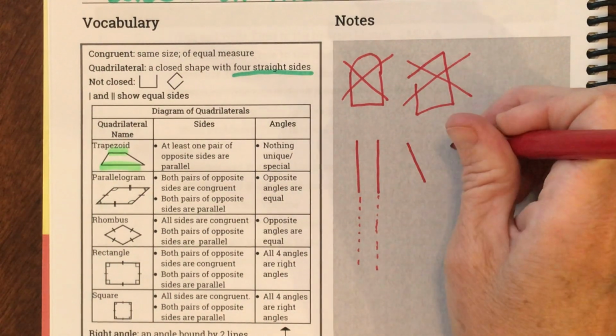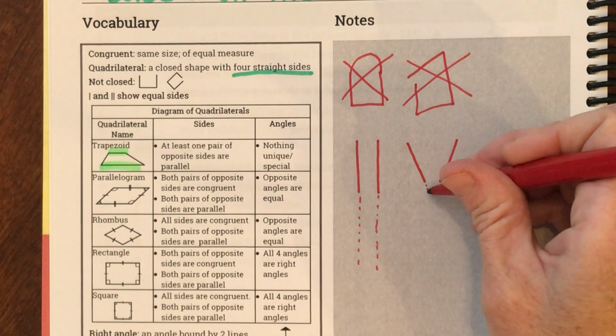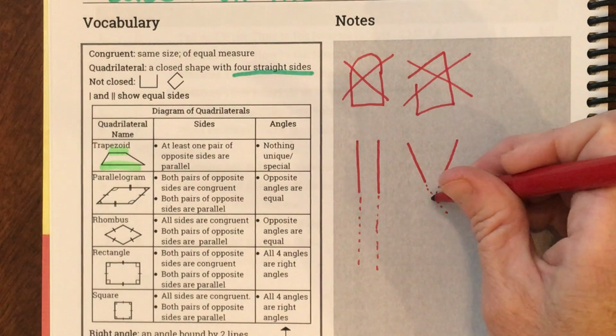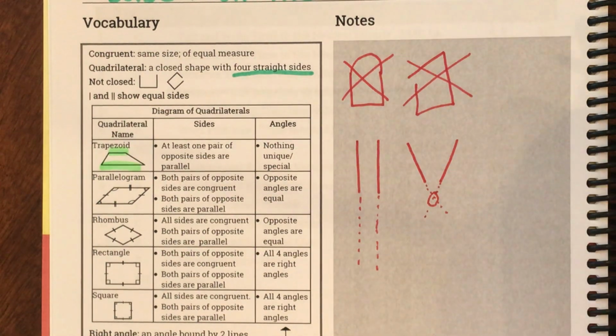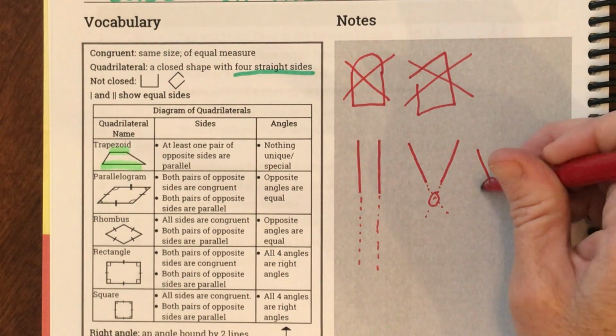These 2 lines are not parallel. What's going to happen when they keep going? Do you see how they touched right there? So parallel lines mean when they go on and on forever, they'll never touch. These 2 lines aren't parallel because they're already touching.